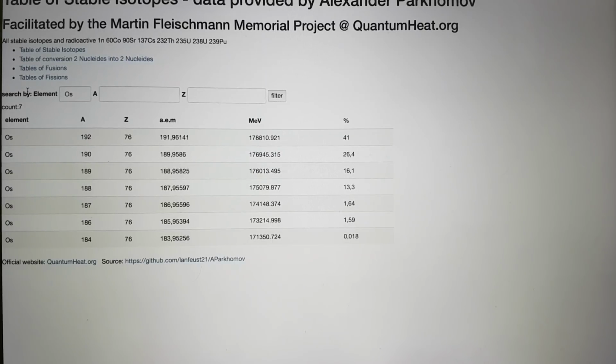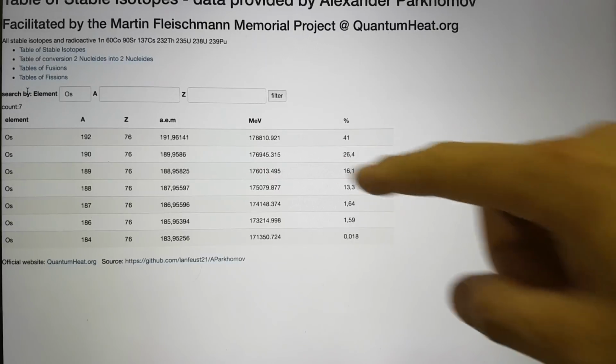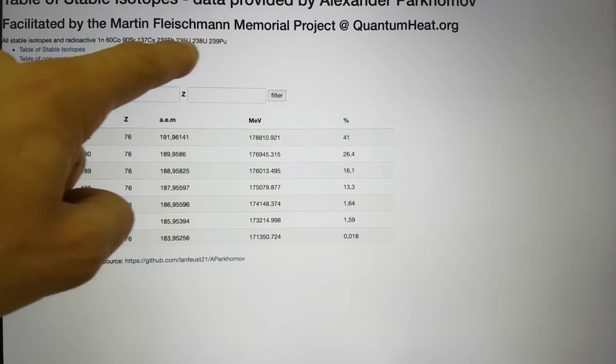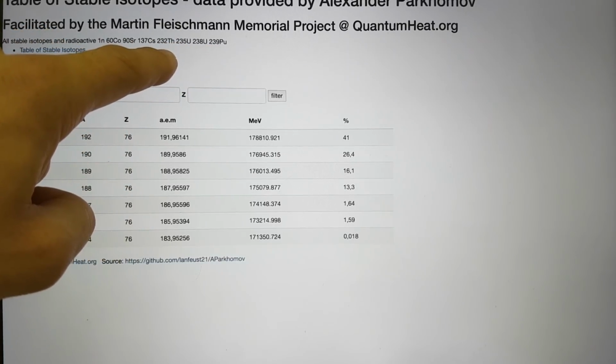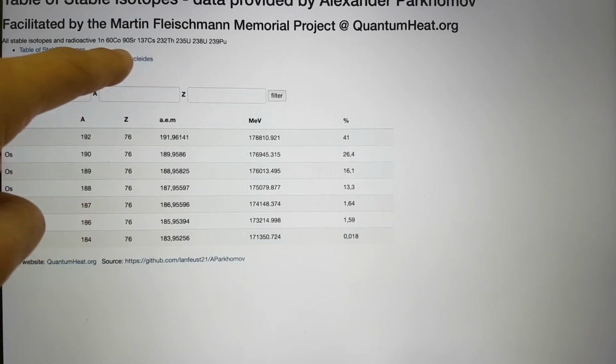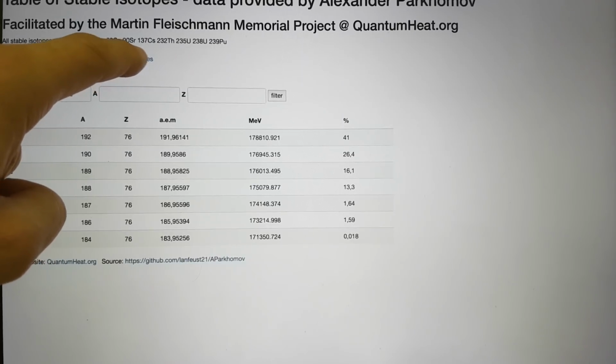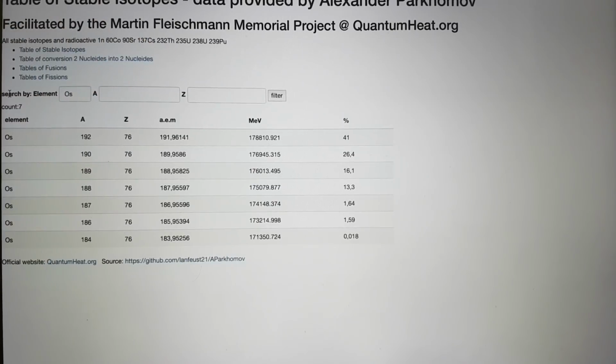So that gives you the isotopes that are stable. There are some non-stable isotopes in this data: plutonium and the common fission products from uranium fission, which is 90 strontium and 137 cesium. In addition, there is 60 cobalt. So that's all in there, and from each of these tables you can access the other tables.